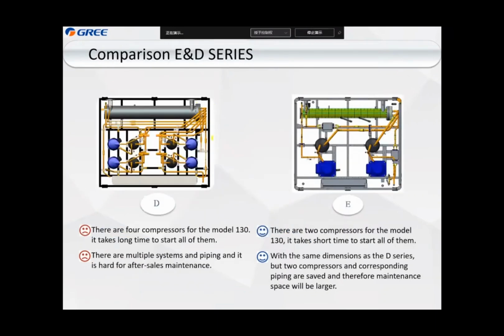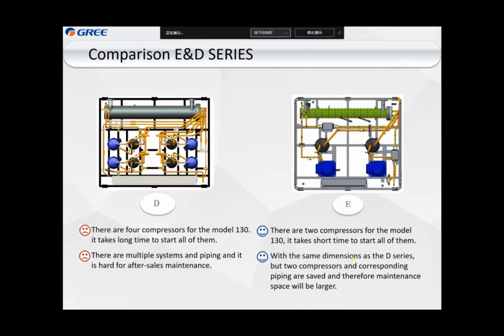And this one, you see, here I list the inside structure. For the D series, 130 has 4 compressors: 1, 2, 3, 4. But for the E series, it is 2 compressors. So during starting, the E series starts quickly, and it can quickly reach the highest load, highest capacity.